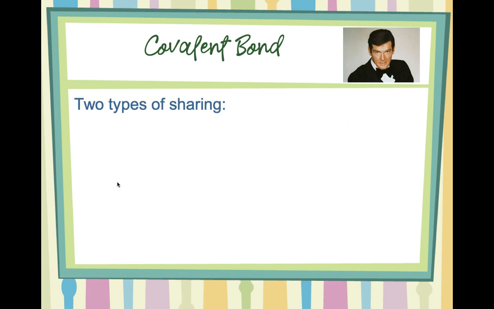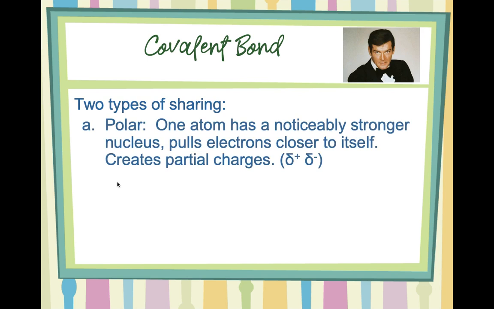All right. Now it turns out that there's two ways you can share. You can do a sharing where one atom has a noticeably stronger nucleus. It's not strong enough to create an ionic bond. It doesn't actually take the electrons, but it's really pulling the electrons closer to itself. Think tug of war.